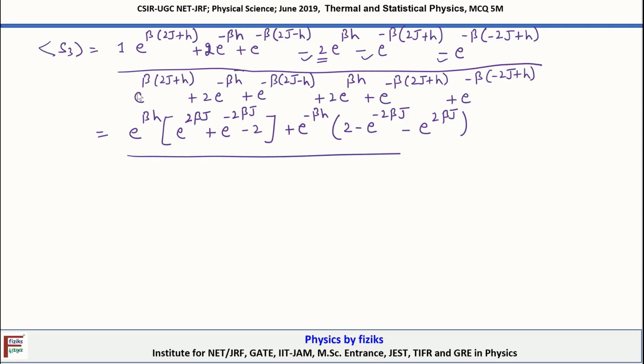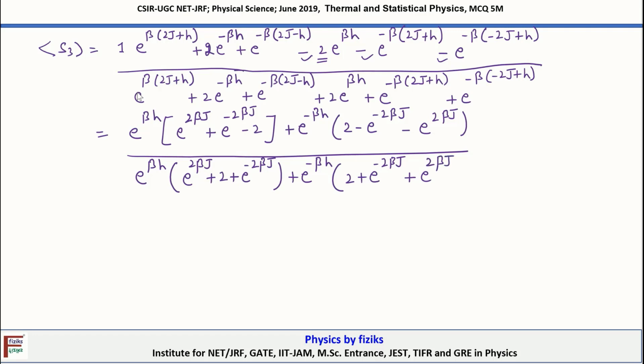Okay, now in the denominator, same process in the denominator also. So e power beta h, e power 2 beta j plus 2 plus e power minus 2 beta j, plus e power minus beta h, and then 2 plus exponential minus 2 beta j plus e power 2 beta j. Okay, and this can be further rewritten in the simplest way.